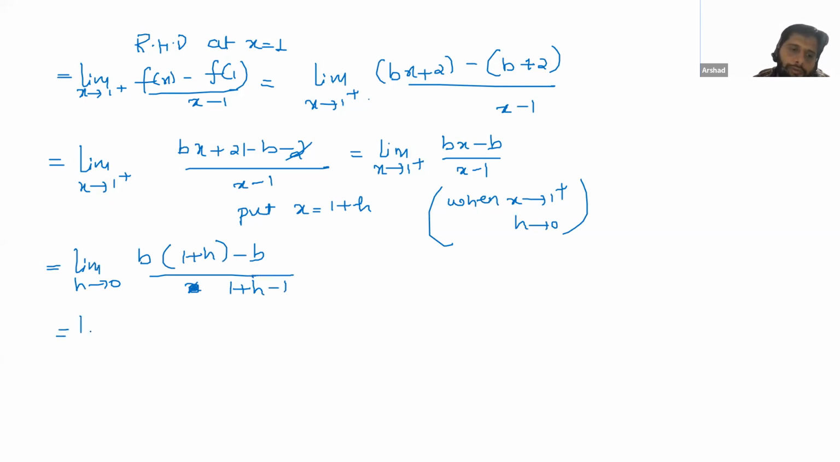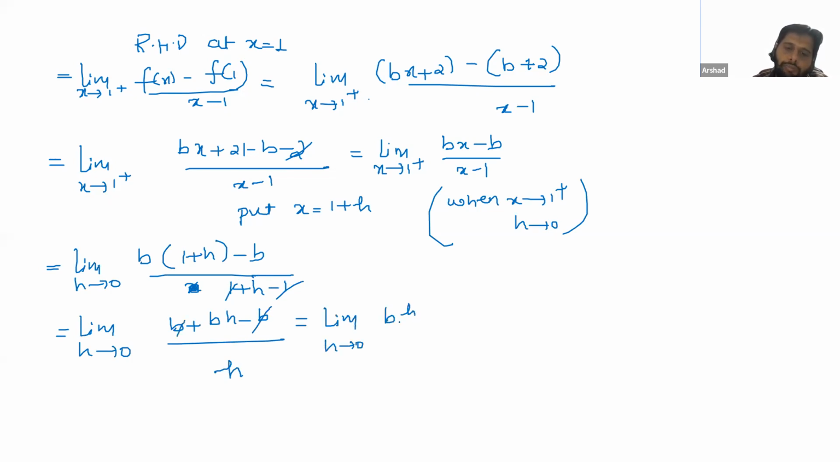So this is limit h tends to 0. Open the bracket: b plus bh minus b. Denominator, 1 will cancel out, you have h. b will cancel out, so you have limit h tends to 0, bh by h. h will cancel out. Limit h tends to 0 of b. There's no h, so the final answer will be b.